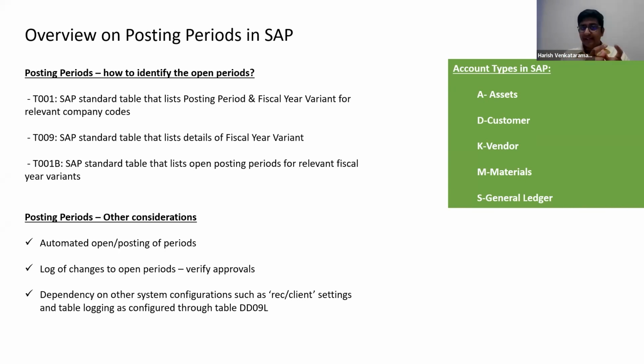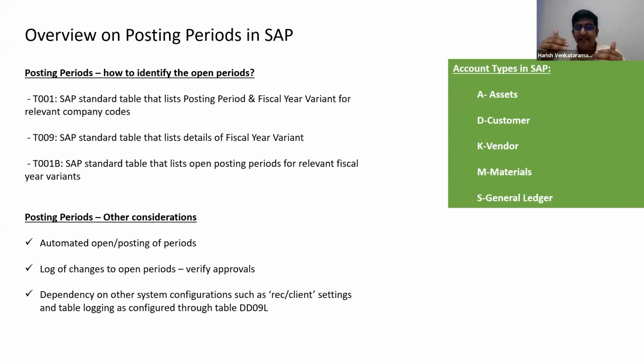But as we said again, this logging will happen only when this table, T001B, the third table listed on the first section of the presentation here, is enabled for logging. Only when T001B is enabled would we have the log generated, but by default, SAP enables the configurations of T001B to be logged. And we will come to this REC client settings later also.